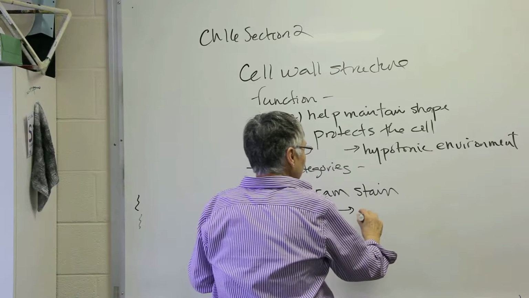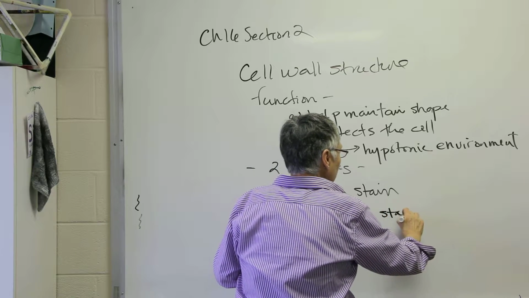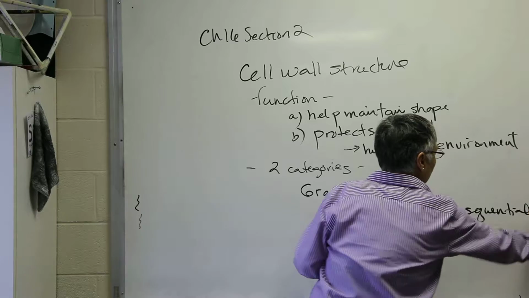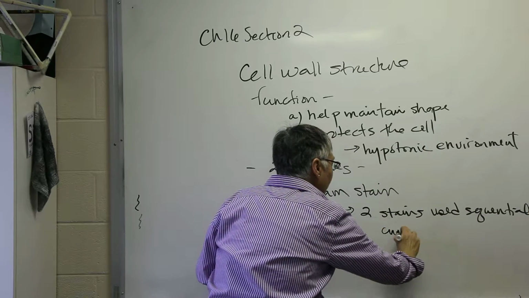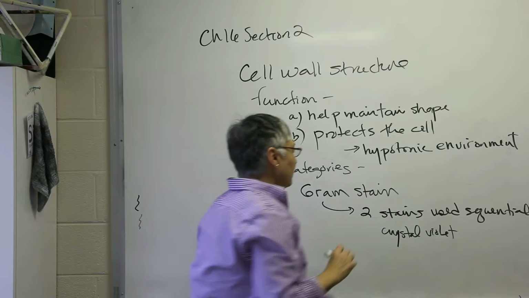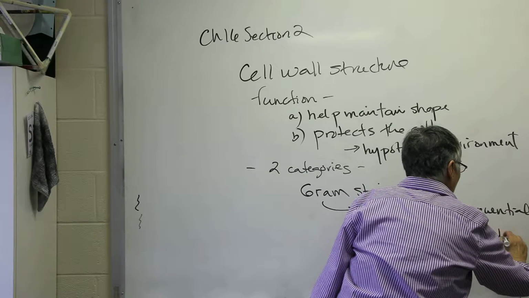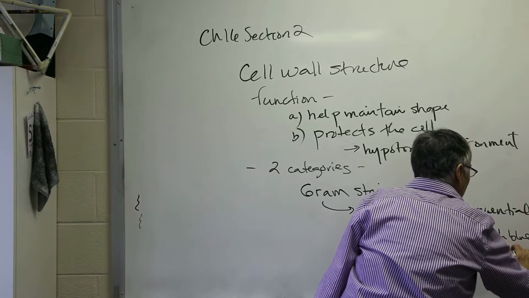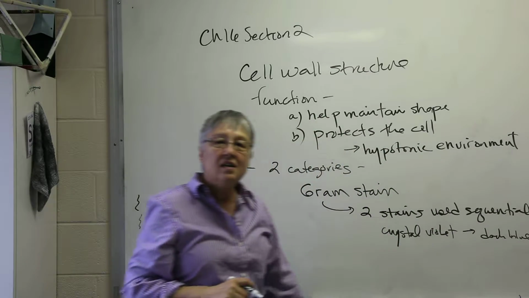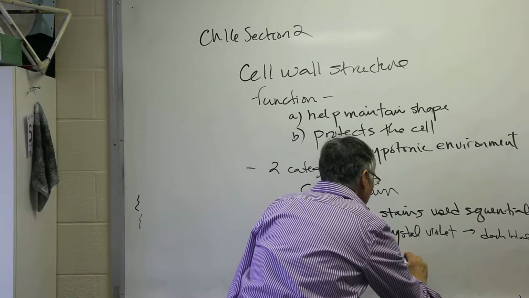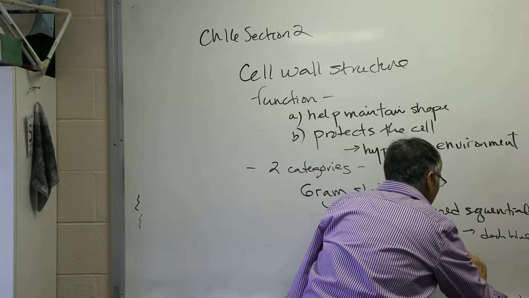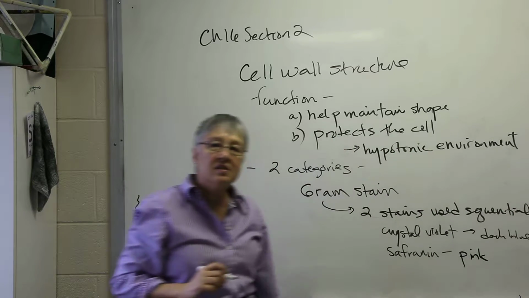A Gram stain consists of two stains that are used sequentially. One is called crystal violet. When the bacterial cell reacts with it, if it does, it produces a dark blue or violet color. The second stain is usually a pink colored stain. Safranin is sometimes used, and this produces cells that stain a pink color.